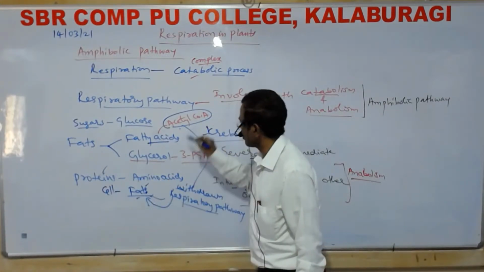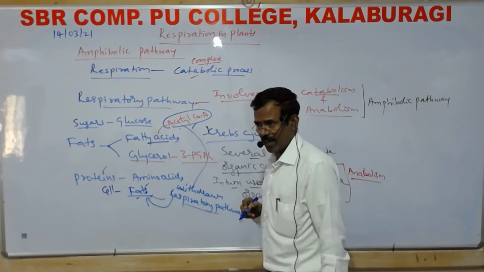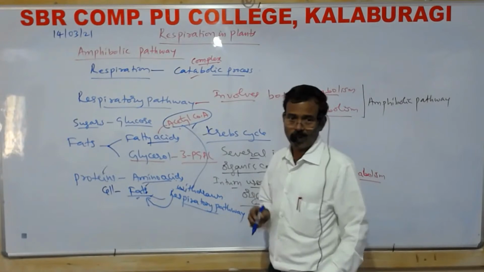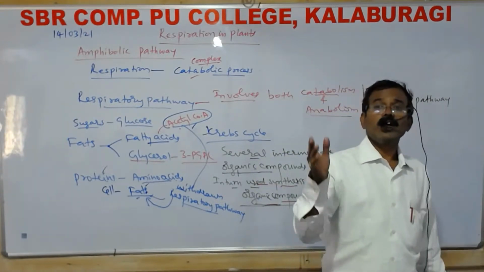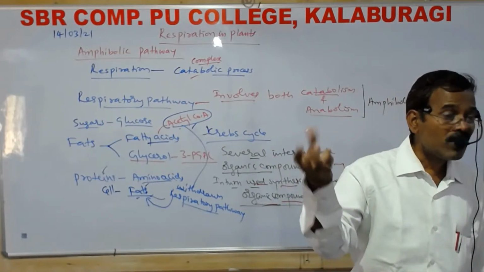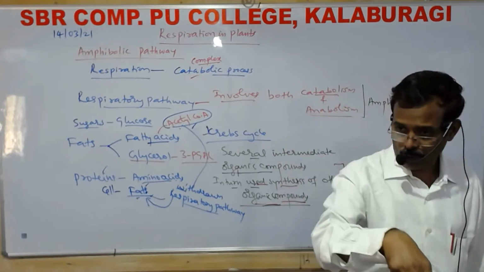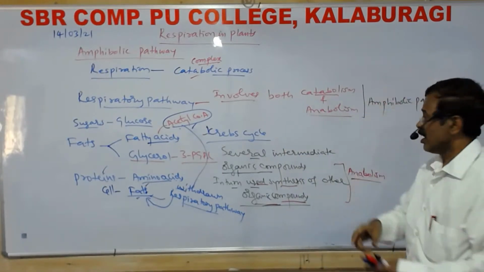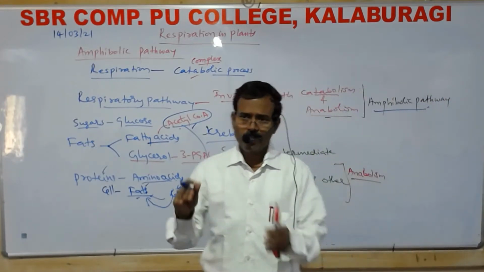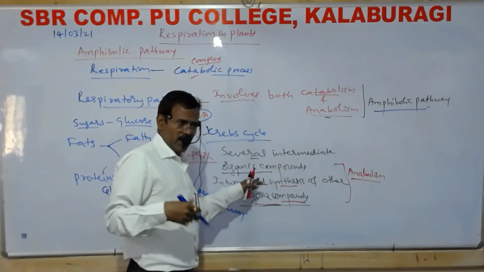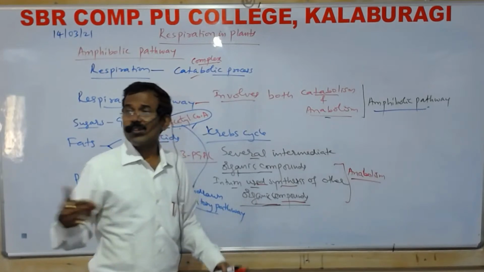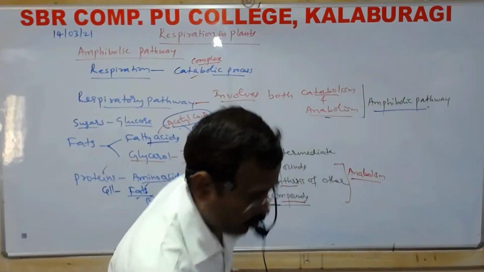So fats can be synthesized from acetyl coenzyme, and proteins can be synthesized from amino acids. So it involves both catabolism, that is breakdown of the complex molecule, and also synthesis of molecules, that is anabolism. That's why this respiratory pathway is known as an amphibolic pathway. A few examples I will give. The intermediate compounds which are produced during the Krebs cycle are in turn used in the synthesis of several other organic molecules.